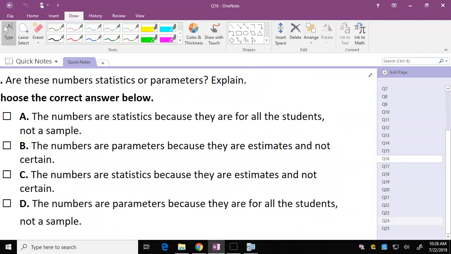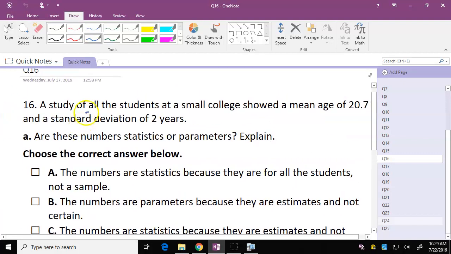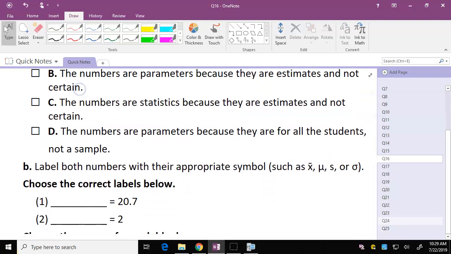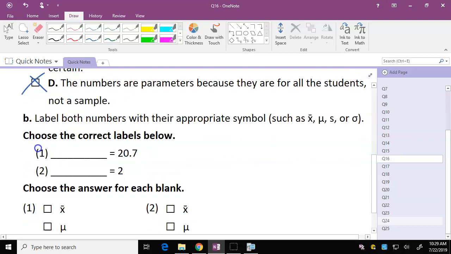What do you think? D, the numbers are parameters because they are for all students, not a sample. I agree. Because right up here it says all the students. So absolutely. The numbers are parameters. Okay? Now it just wants to know who is who.